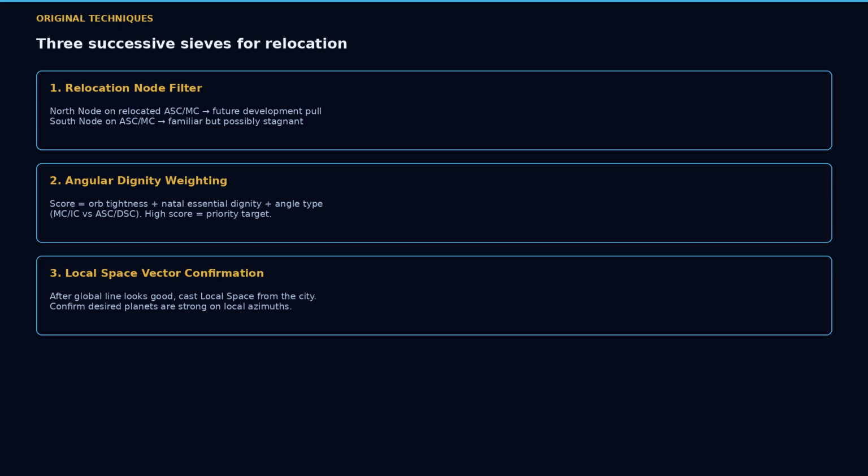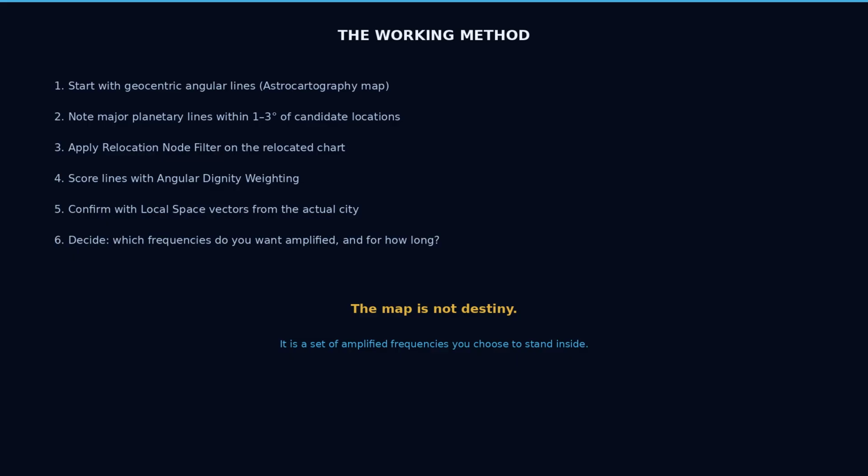I offer 3 original working techniques. Technique 1, the relocation node filter. Cast the relocated chart for the candidate city. Examine the lunar nodes relative to the new ascendant and midheaven. When the north node is closely conjunct the relocated ascendant or midheaven, the location tends to pull the native toward future development. When the south node occupies those angles, the place often feels familiar yet potentially stagnant. Use this as a secondary filter after the major planetary lines have been assessed.